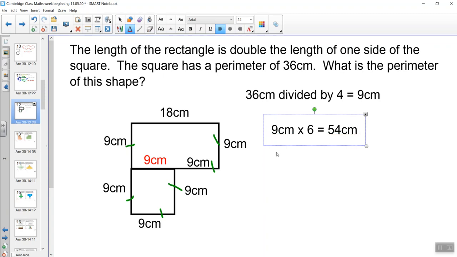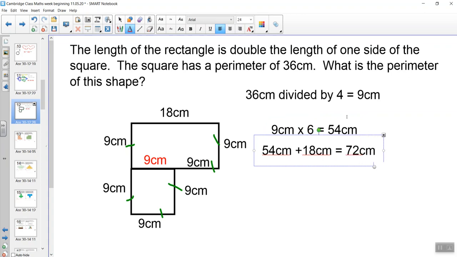And then I've got another 18 centimetres. So I've got my 54 centimetres added to 18 centimetres, which comes to 72 centimetres. So the perimeter of my shape was 72 centimetres. Well done if you got that.